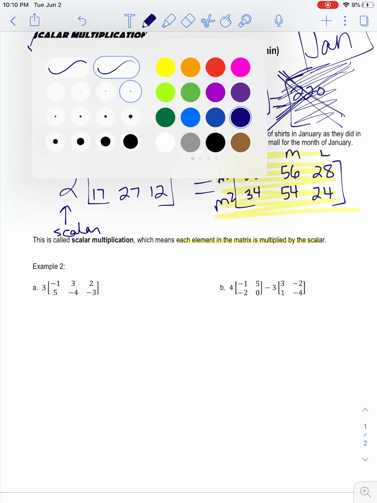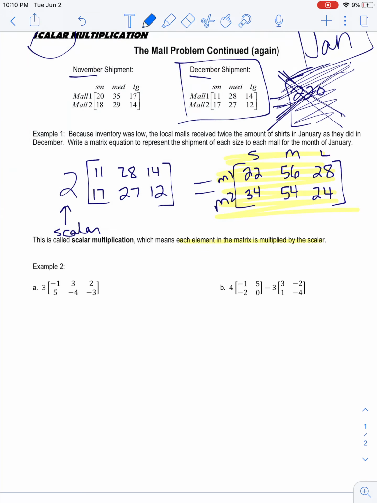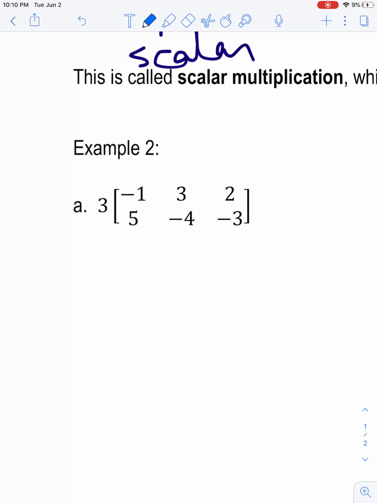So we're going to try 2 examples down below to practice this, starting with example 2. Here the scalar is a 3. If you think of the distributive property, the 3 is sort of distributing to all those elements, and each of those 6 numbers is getting multiplied by a 3. So you don't have to show work here. If you want, you can show 3 times negative 1, 3 times 3, 3 times 2. I'm just going to go ahead and put those answers right away.